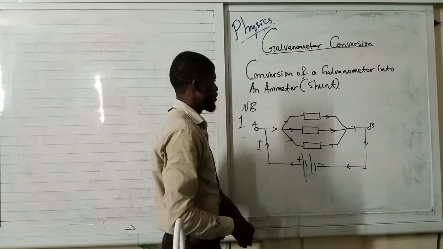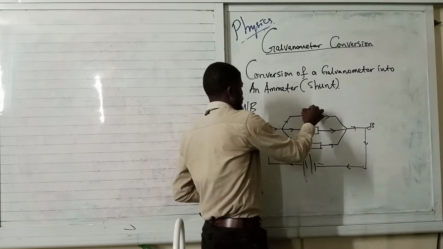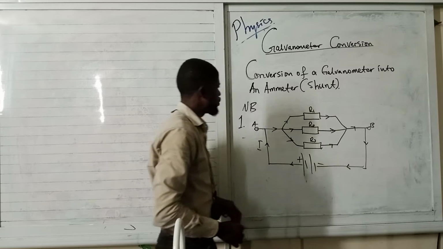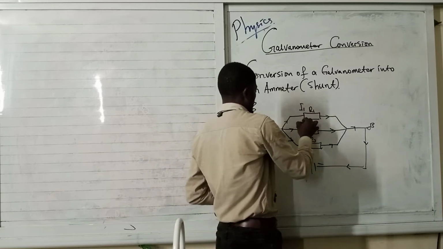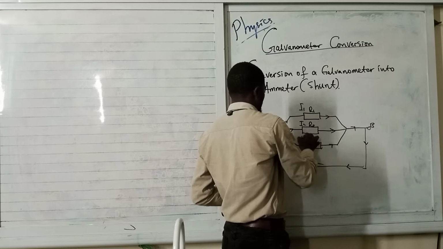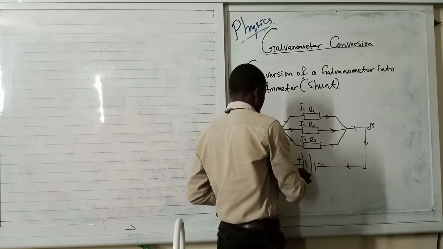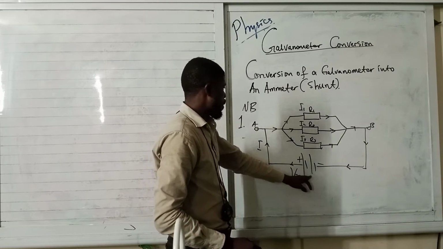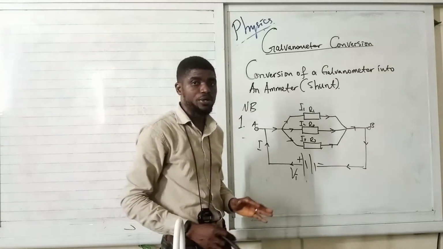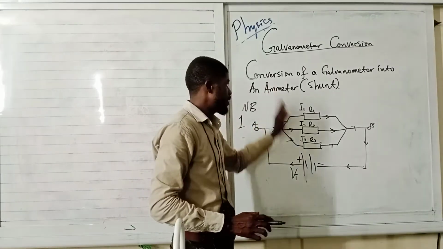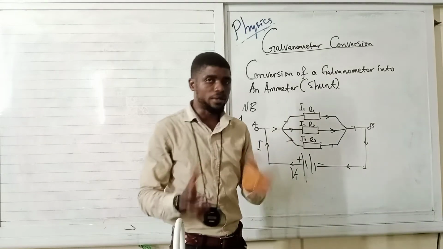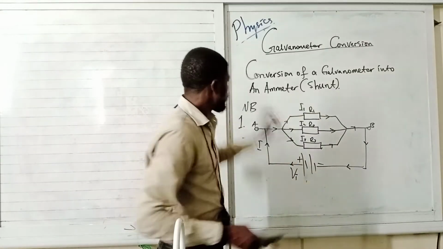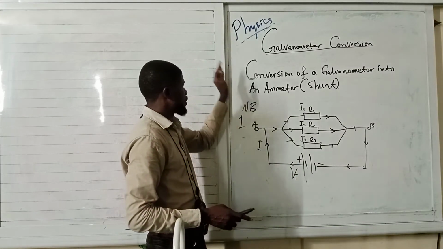In this kind of arrangement, this is your R1, this is your R2, this is your R3. In this type of arrangement, you're going to have I1, I2, and then I3. However, the total voltage that is generated at this point will flow through each of the resistors. In summary, you have different currents flowing through resistors when they are in parallel, and the same voltage across the resistors when they are in parallel. This is the knowledge that you need in understanding this topic.